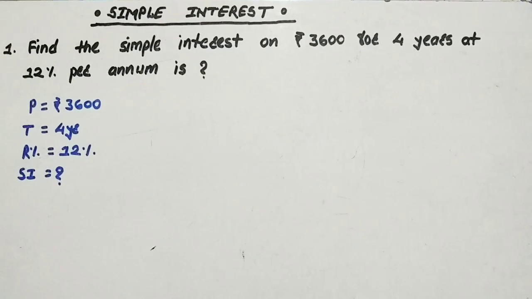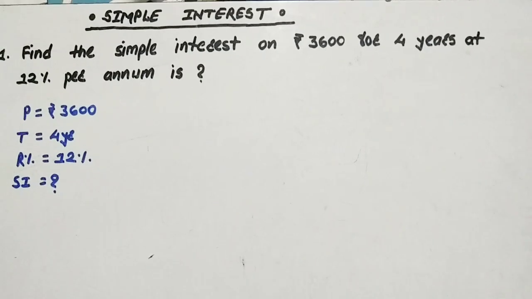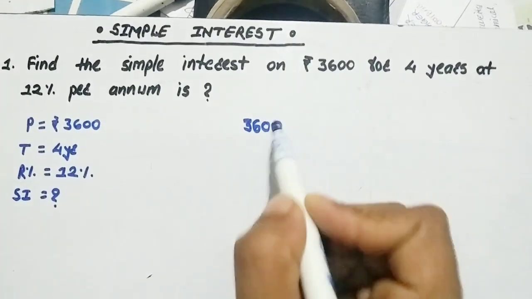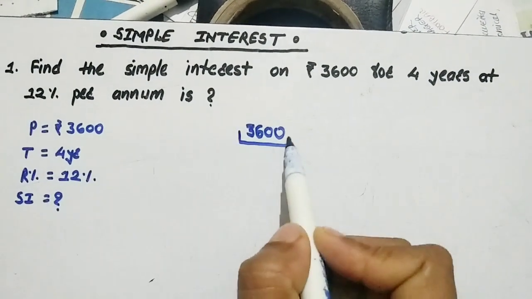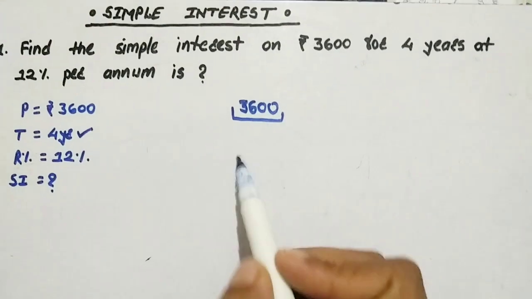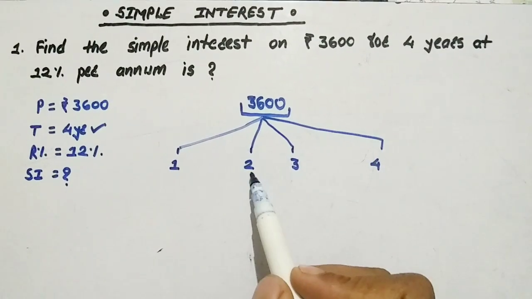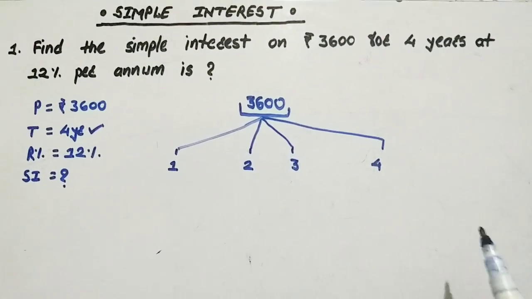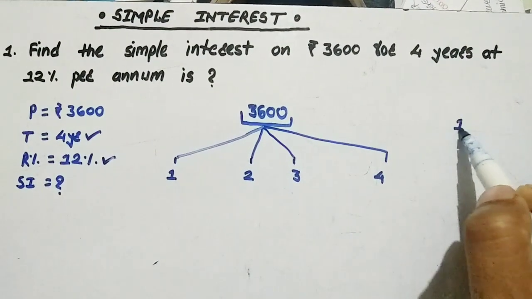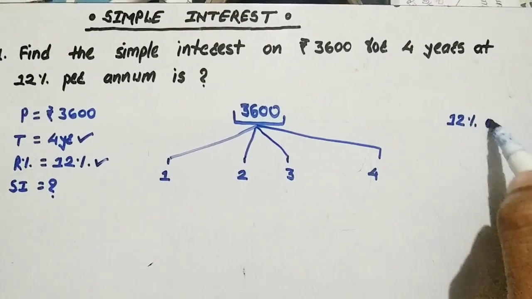So we will solve these questions without a formula. We have the principal value, 3600, and time, 4 years, that means first year, second year, third year, fourth year. The rate of interest is equal to 12%, so we take 12% of 3600.